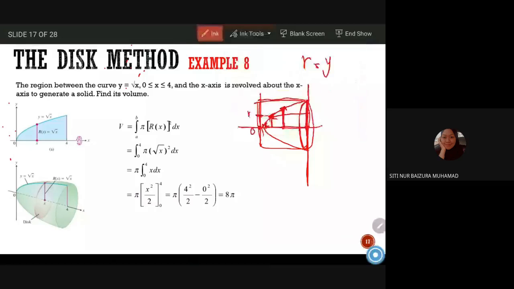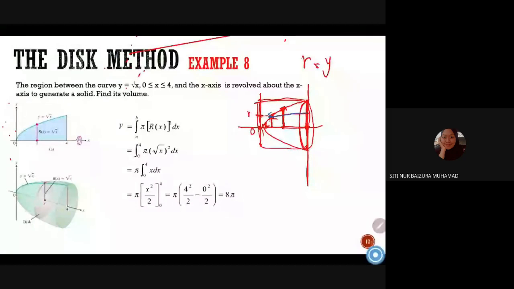Saya pun dah pening. Okay, the height of your cylinder is from the line x equals to 4 minus this line. This line is x equals to y square. Okay, so nak measure tinggi of your cylinder ni, radius tadi kan, this is your radius. So tinggi of your cylinder is x equals to 4.